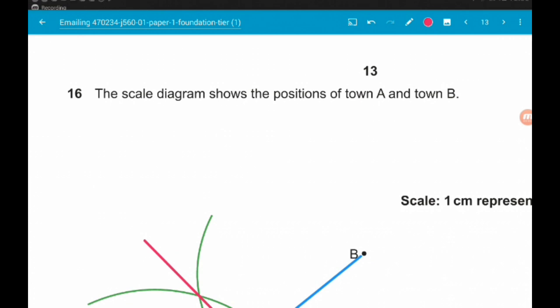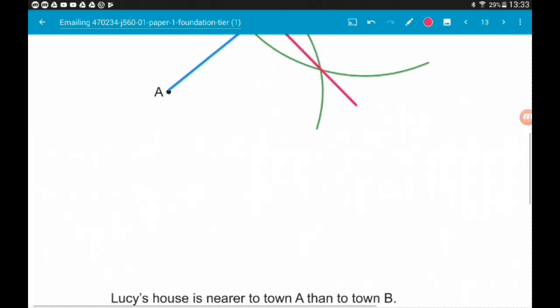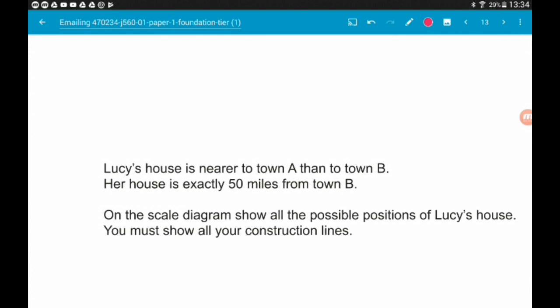Jobs again. Okay, question 16, we got some loci and construction here. So the scale diagram shows the location of town A and town B. Ignore that for a second. So we're told Lucy's house is nearer to town A than to town B, and it's exactly 50 miles from town B. We want to show the possible locations of Lucy's house, showing all of our construction lines.